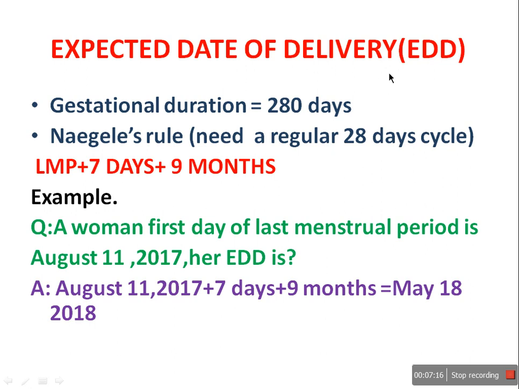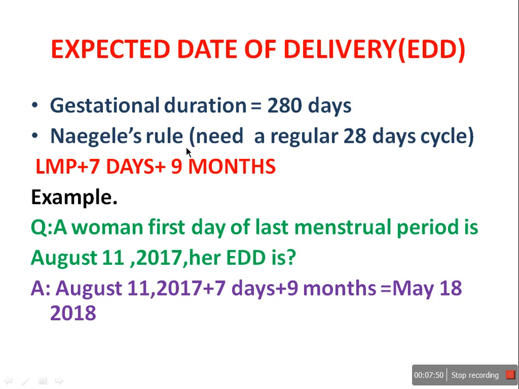You can identify that by using Naegele's rule. I don't know how to pronounce this, Naegele's or Niagili's, whatever it is, the spelling is N-a-e-g-e-l-e-s. By using this rule, you can identify the expected date of delivery. It is very easy, and all of you know this rule. Maybe you don't know the name, but the rule you all know.